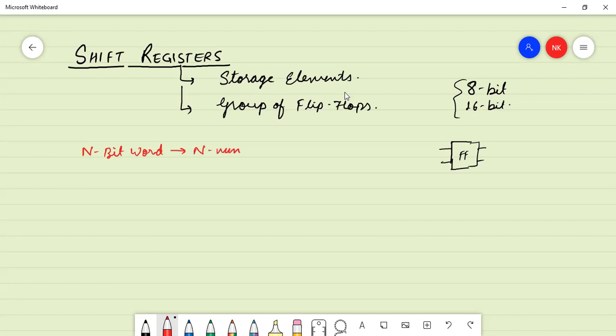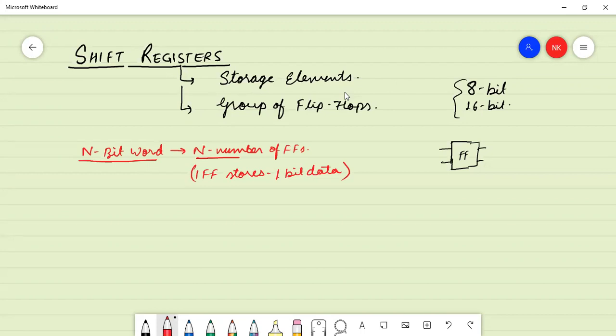Yes, we need n number of flip-flops to store n bits of data, and we have already seen that one flip-flop stores 1 bit of data. So if we want to store an n-bit word, then we need n number of flip-flops.